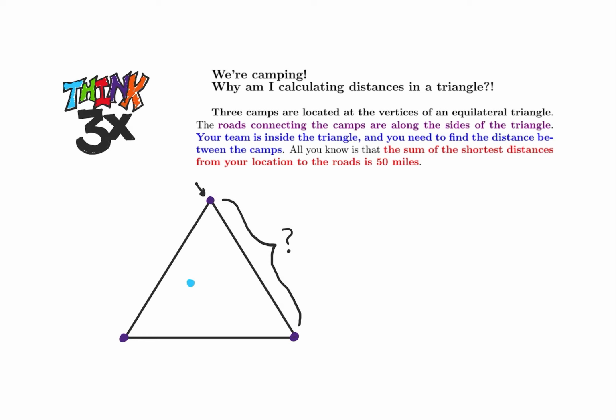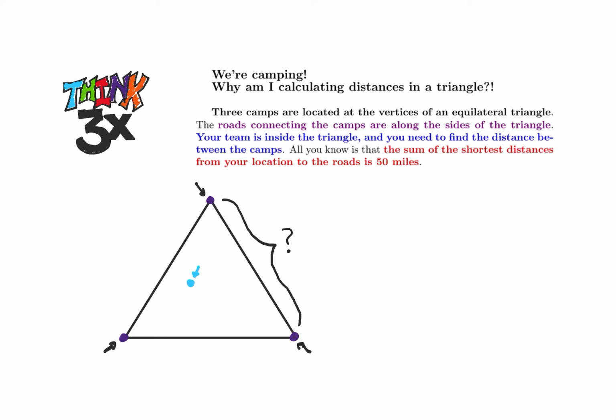Our three camps are labeled in purple. The roads connecting the camps are along the sides of the triangle, so each side is a road. And our team is somewhere inside. This is our team right here, the little blue dot. And we need to find the total distance between the camps.